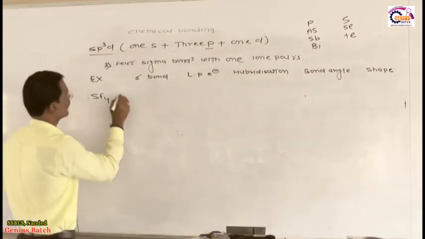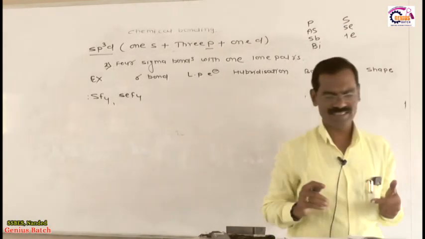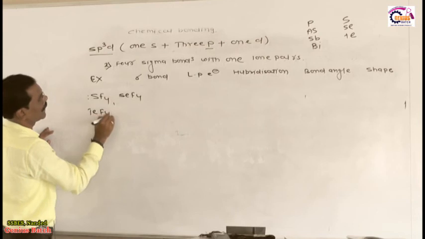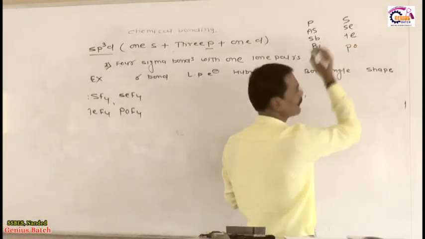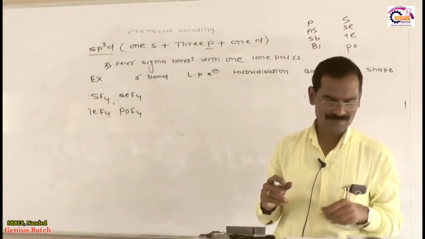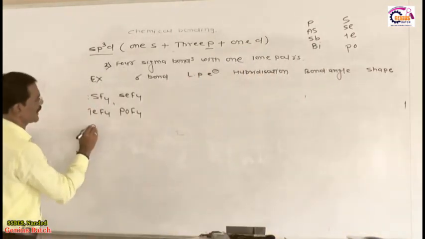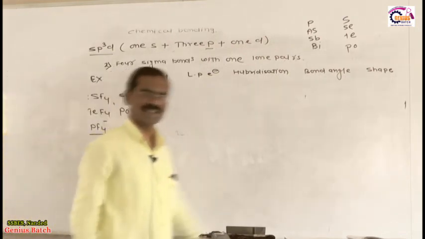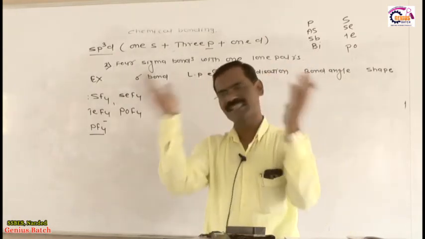The second example is SeF4, because both are from the same family: SF4, SeF4, TeF4 or PoF4, that is, sulfur, selenium, tellurium, polonium and so on. Finally, the next one is PF4 minus. Suppose I have PF4 minus. Listen very carefully, I will explain how PF4 minus is formed, because we consider this minus in hybridization. This is very interesting.